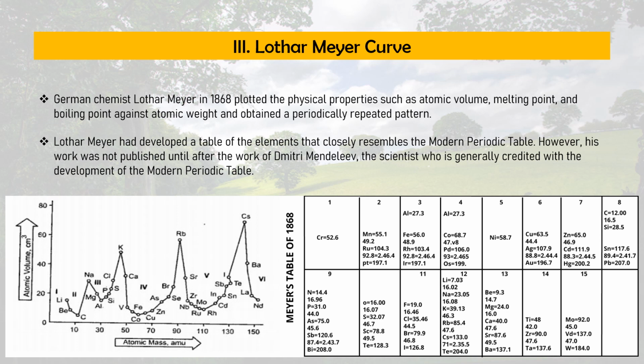So he developed a table that closely resembles the modern periodic table. But his work was not published until after the work of Dmitri Mendeleev. So this was not complete. This was due to an unfortunate accident, and the scientist Mendeleev is given the credit for the development of the modern periodic table.